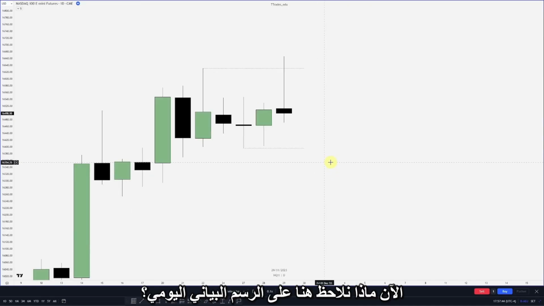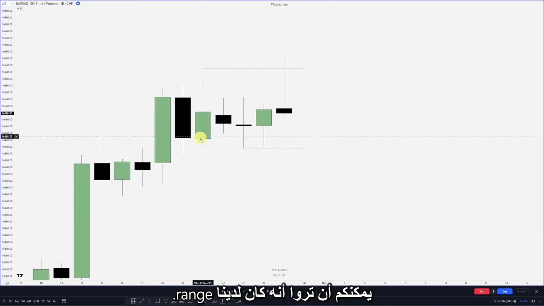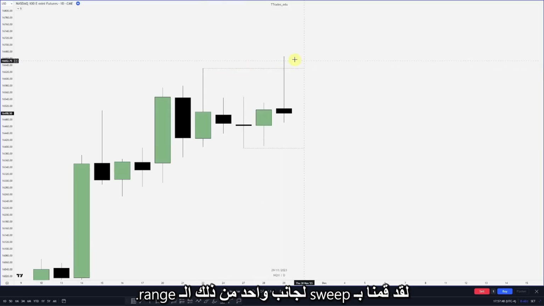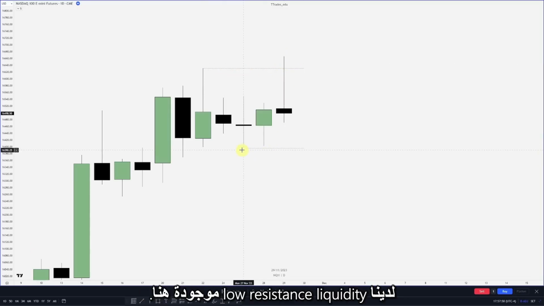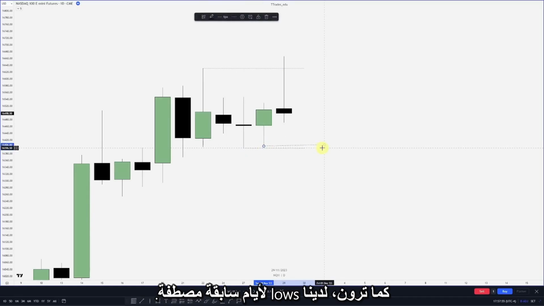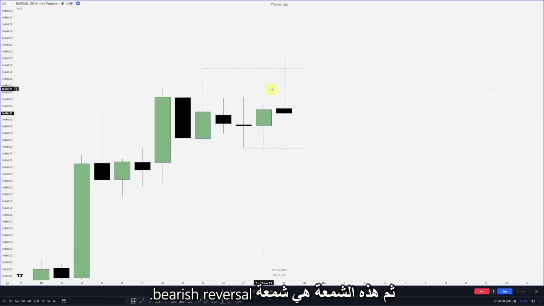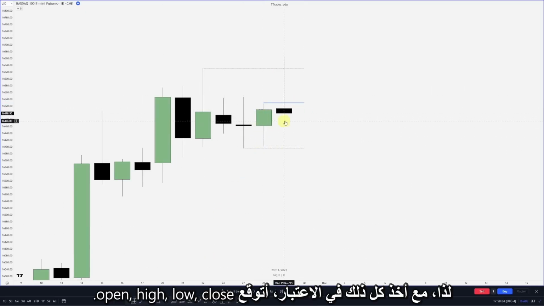Now, what do we notice out here on the daily chart? You can see we had a range. We swept out one side of that range. We have low resistance liquidity resting here. As you can see, we have previous day's lows lined up. And then this candle is a bearish reversal candle. And where does it close? Inside previous day's high. So with that all put together, I'm anticipating an open, high, low, close.